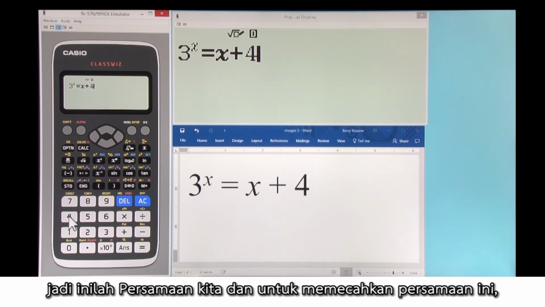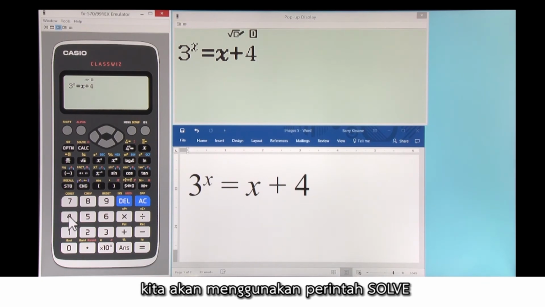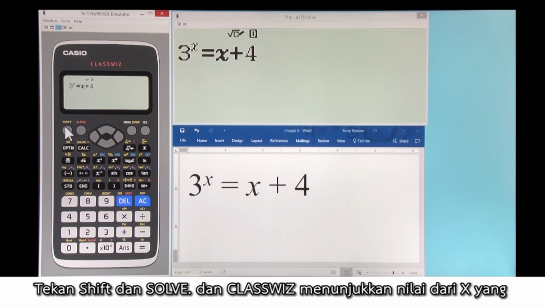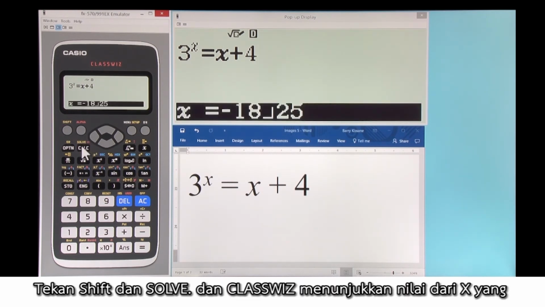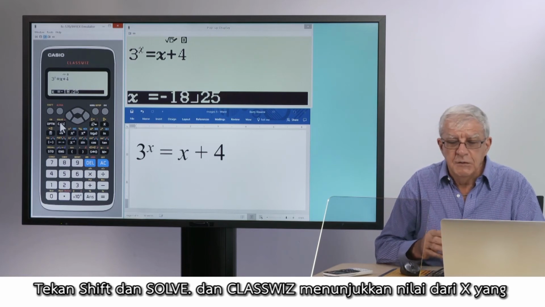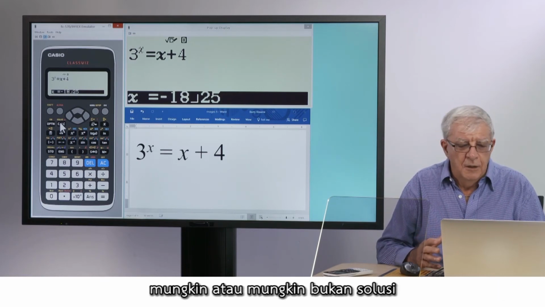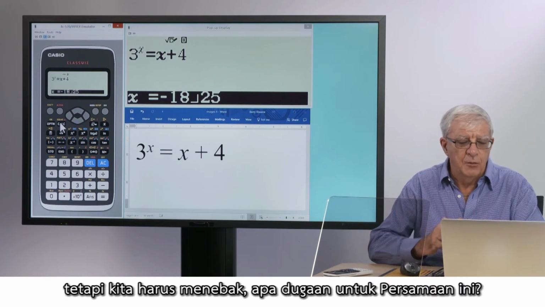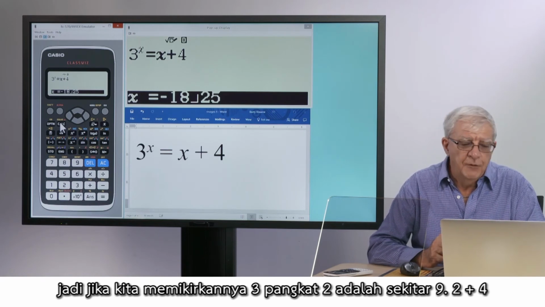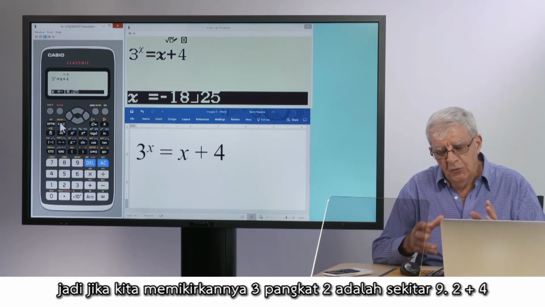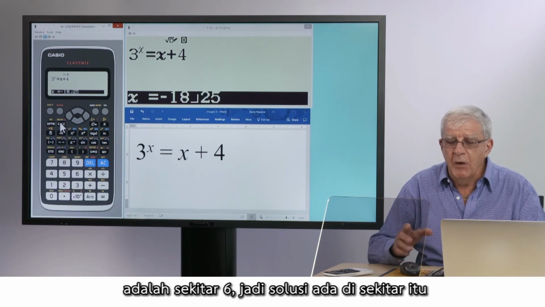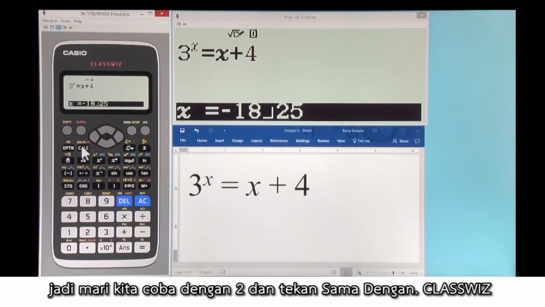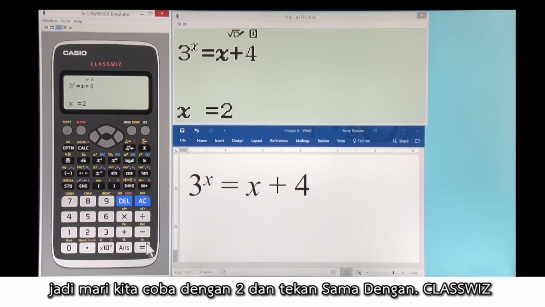And to solve the equation, we're going to use a solve command to give us a numerical solution. Here's the solve command over here. Tap shift and solve. And the ClassWiz shows the present value of x. That might or might not be a solution, but we have to make a guess. What's a guess for this equation? So if we think about it, 3 to the power 2 is about 9, 2 add 4 is about 6, so it's around about there somewhere. Your guess doesn't have to be too close, but ClassWiz needs a start. So let's try 2 and press equals.